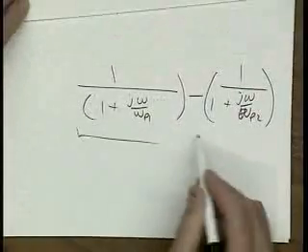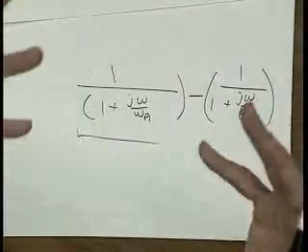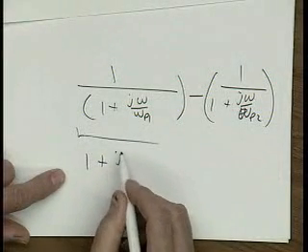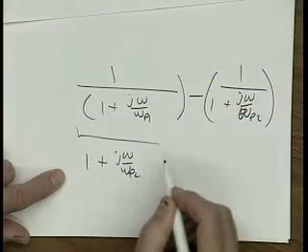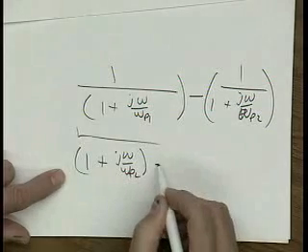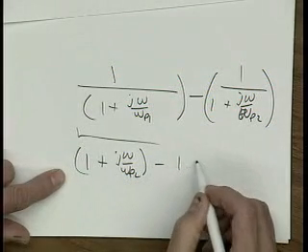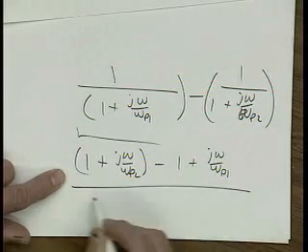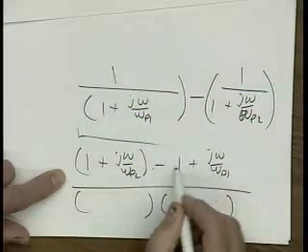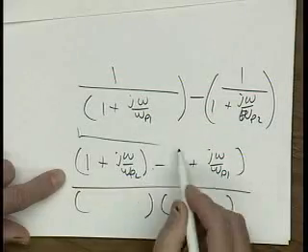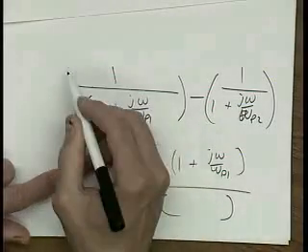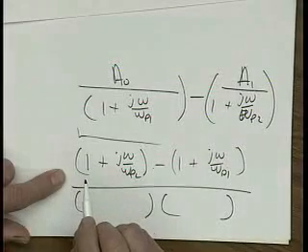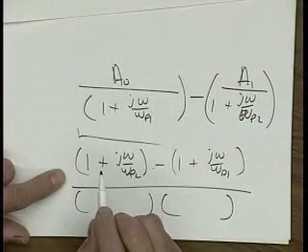But if we take the difference of two transfer functions to get to this current that comes into the output, what do you end up with here? You see that this will be 1 plus j omega over omega p2 minus 1 plus j omega over omega p1, over the product of these two things. Well, this has a different gain. This is A0 and this is A1, I guess.